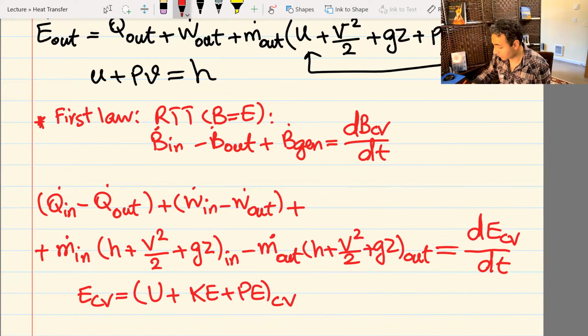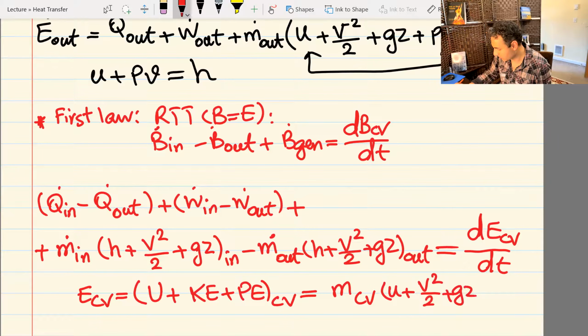So in other words, if you want to show it, it would be something like this. It would be the mass of the control volume times internal energy plus V of the control volume squared over 2 plus gz of the whole control volume, like this. That would be the first law of thermodynamics.